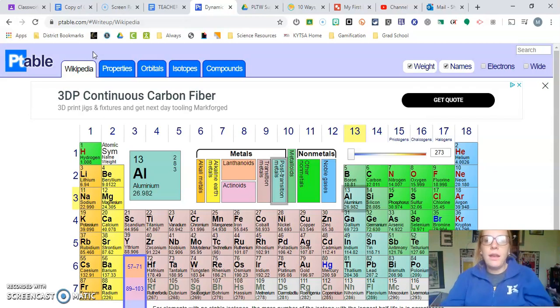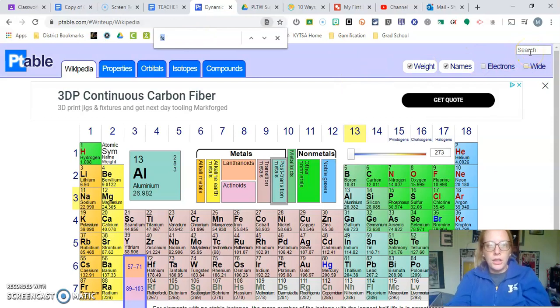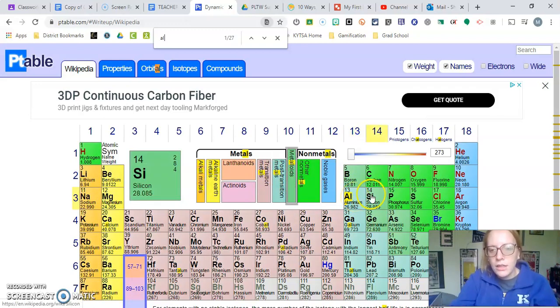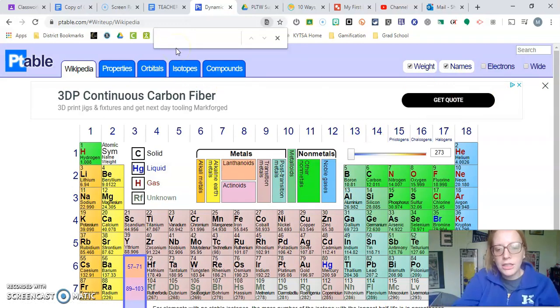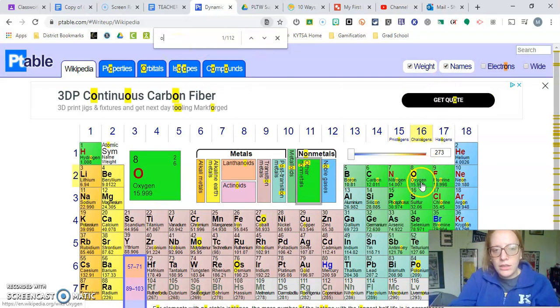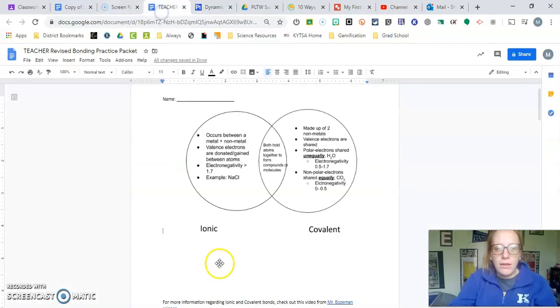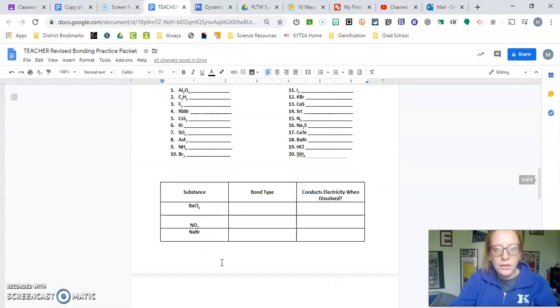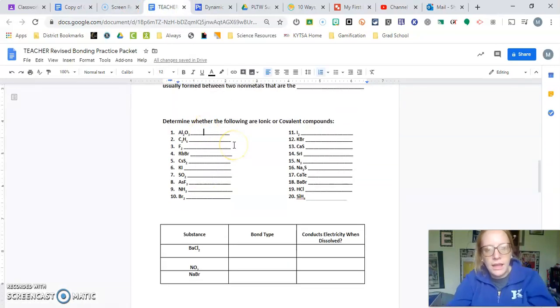An easy way, if you're unfamiliar with this, is Control F, or there's a little search up here in the top right. You can type Al for aluminum, and it's going to highlight aluminum right here. Aluminum is in this lighter blue color, and it is a metal. And then oxygen, again, you can just search oxygen, it's an O. It's right up here. You can even type the word oxygen if you needed to. But oxygen is a non-metal. So if you've got something that is a metal and a non-metal that combines together in that ratio, it is going to be an ionic compound.